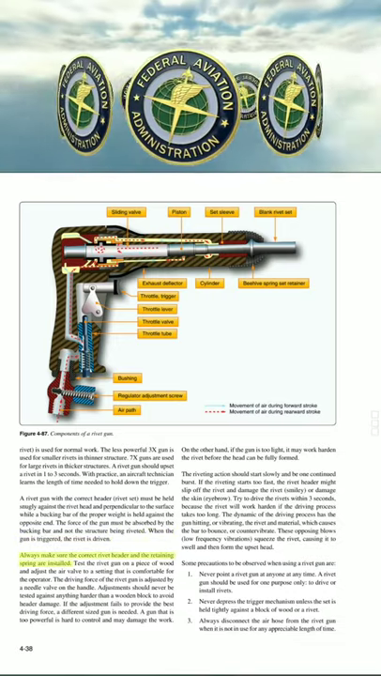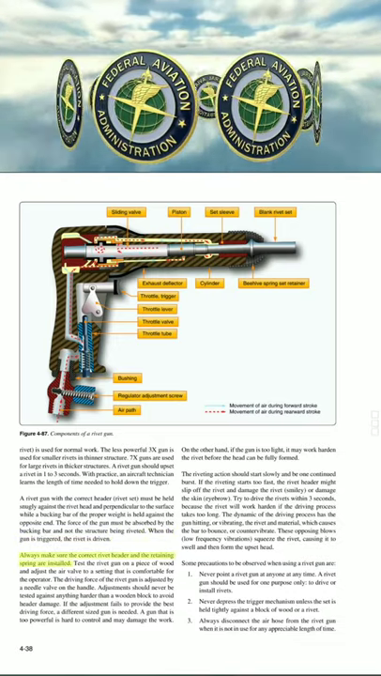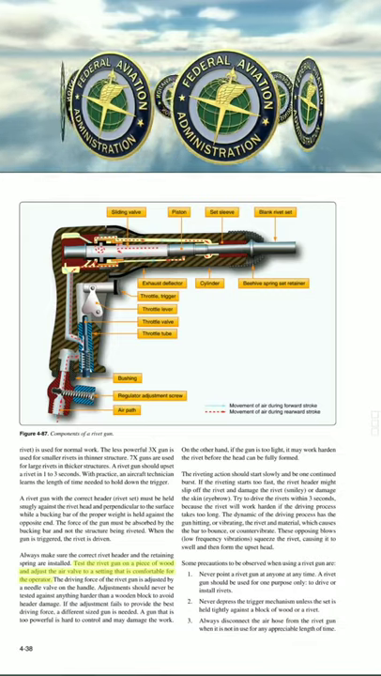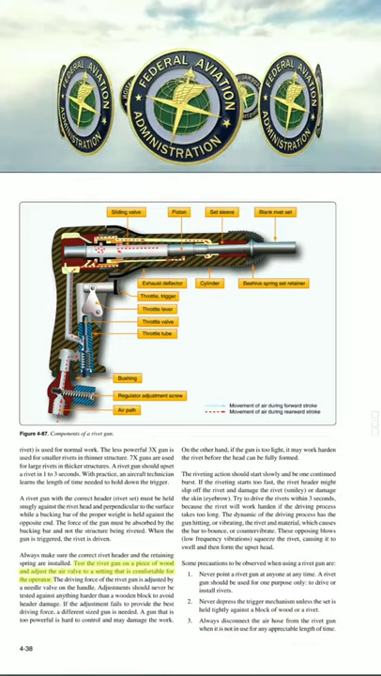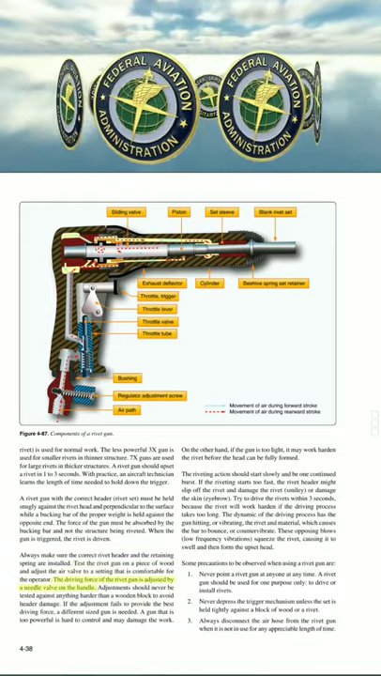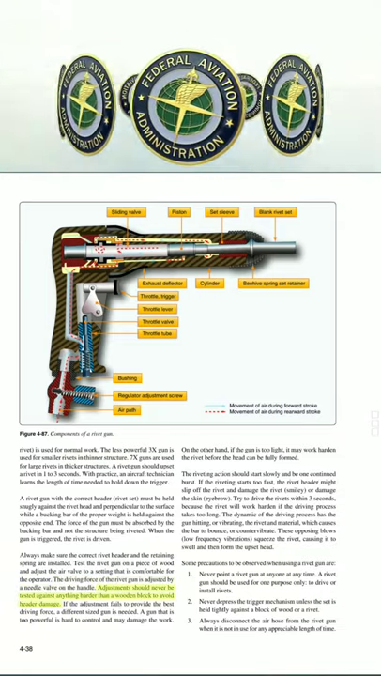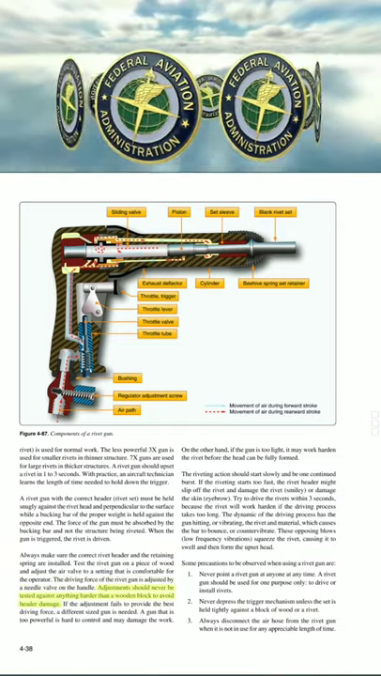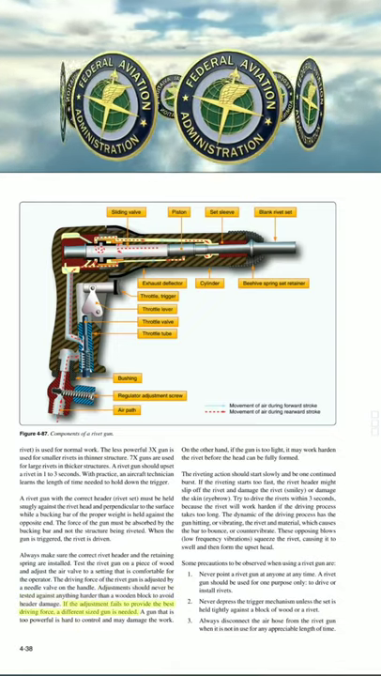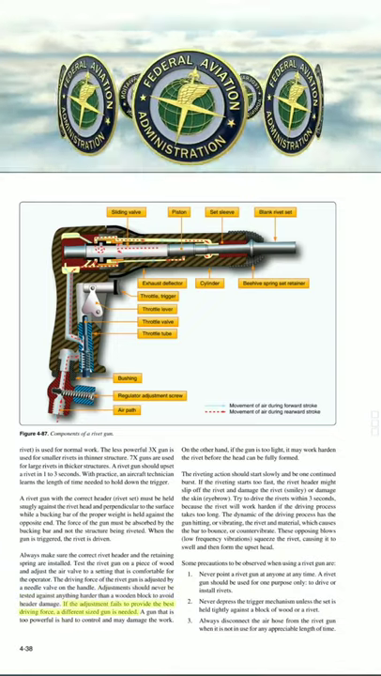Always make sure the correct rivet header and the retaining spring are installed. Test the rivet gun on a piece of wood and adjust the air valve to a setting that is comfortable for the operator. The driving force of the rivet gun is adjusted by a needle valve on the handle. Adjustments should never be tested against anything harder than a wooden block to avoid header damage. If the adjustment fails to provide the best driving force, a different sized gun is needed.